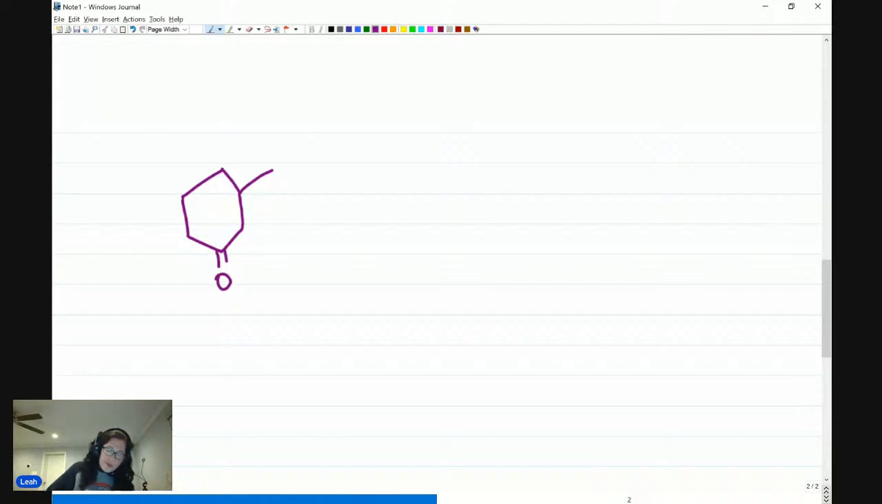Let's start with some warm-up questions on naming. We have this molecule right here. How do we even begin? I like to take a puzzle piece approach when it comes to nomenclature, and that is finding the parent chain.